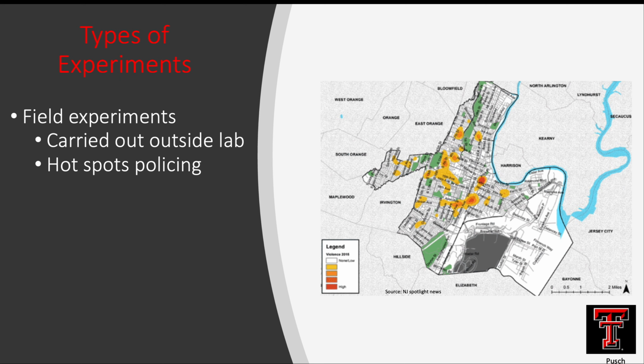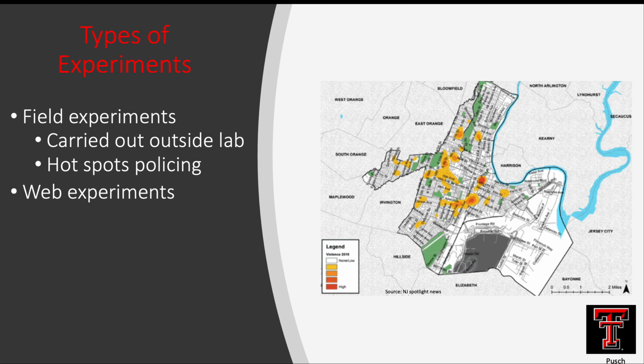Okay, so types of experiments. We can do experiments in the lab. That's done all the time. We can also do field experiments, which are carried out outside the lab. One of the more well-known social experiments was the hotspots policing experiment, where they wanted to see if putting more cops at high crime areas would reduce the crime in those areas. And they found out that yes, it was pretty effective in doing that.